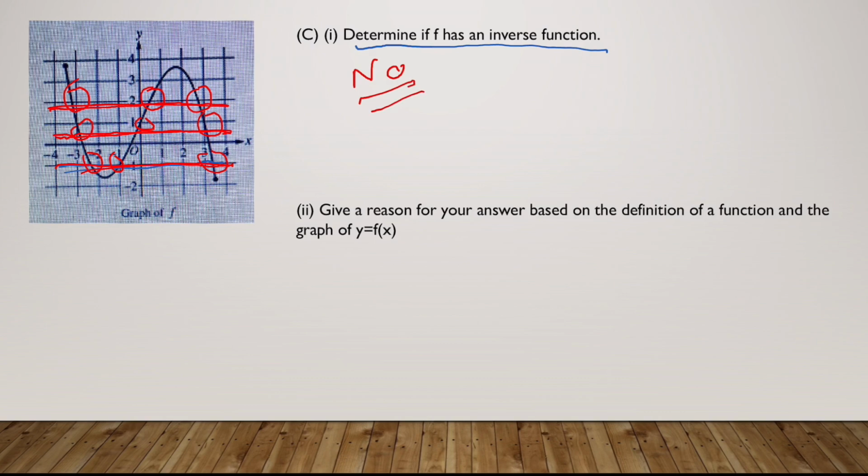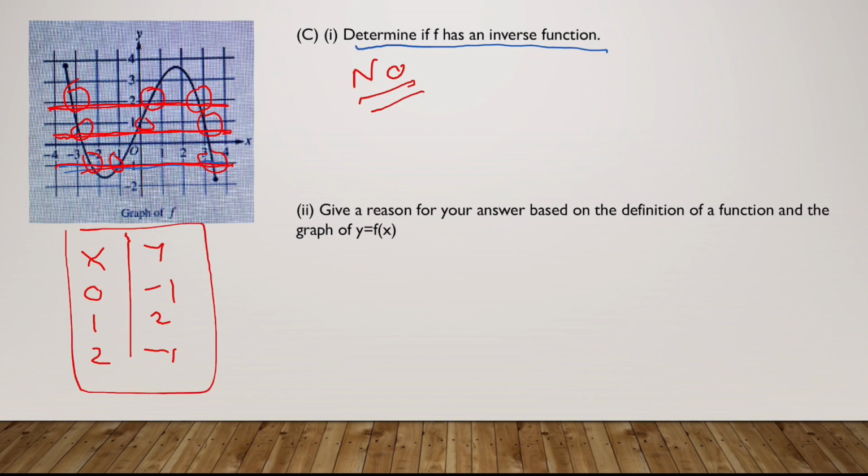Now, what would your reason be? Your reason would be that there are output values of f that are not mapped from unique input values. And if you're given a table with values, and you see that two or more input values are mapped to the same output value, the function will not be invertible. For instance, if I have x as 0, 1, 2, and y as -1, 2, and -1. If you have something like this in your question and they ask you whether it is invertible or not, then you say no. The reason is that two unique input values map to the same output value, and when you invert your function, this input value will map to two output values.